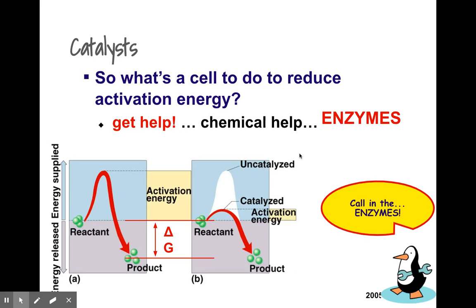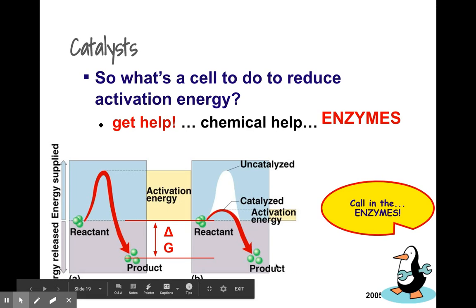So what's a cell to do to reduce that activation energy? We get some help from these molecules, which are called enzymes. And what enzymes do is they drop the activation energy, or they lower the amount of energy needed to break the molecule apart.